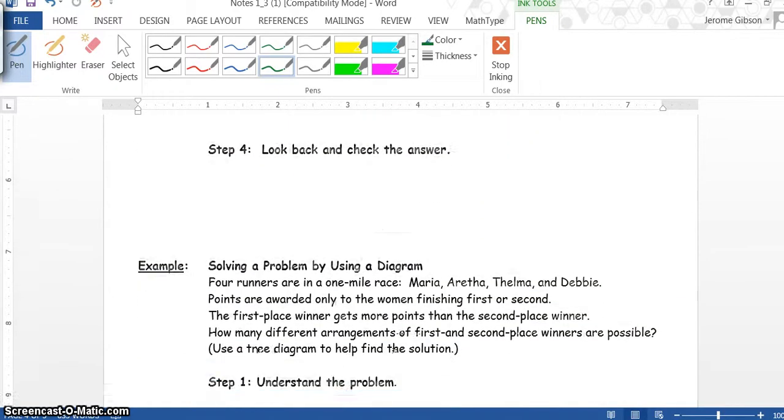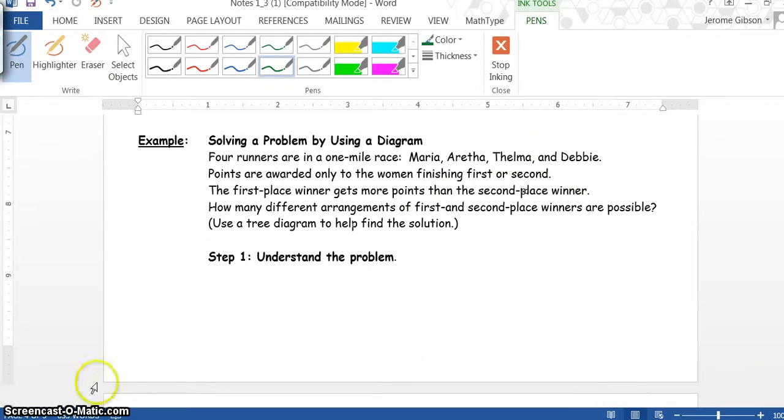So now, we go here to the next example. It says here, solve a problem by using a diagram. 4 runners are in a 1-mile race: Maria, Aretha, Thelma, and Debbie. Points are awarded only to the women finishing first and second. The first place winner gets more points than the second place winner. How many different arrangements of first and second place winners are possible? Use a tree diagram to help find the solution.